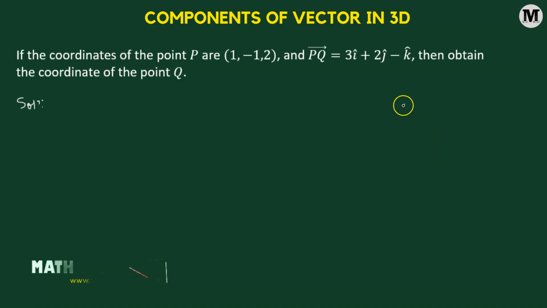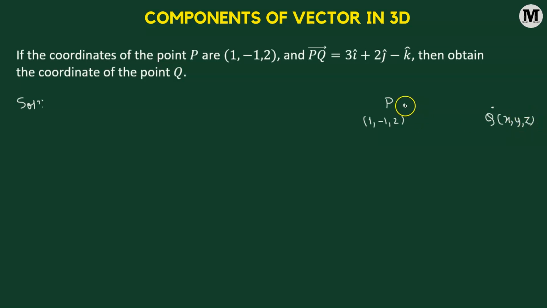So here we have a point P. P has got the coordinates 1, -1 and 2. We have another point Q. Now we need to determine the coordinates of that point Q. So we'll assume that it has got the coordinates x, y and z.